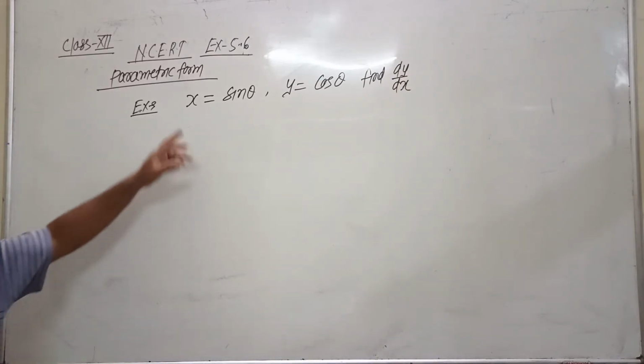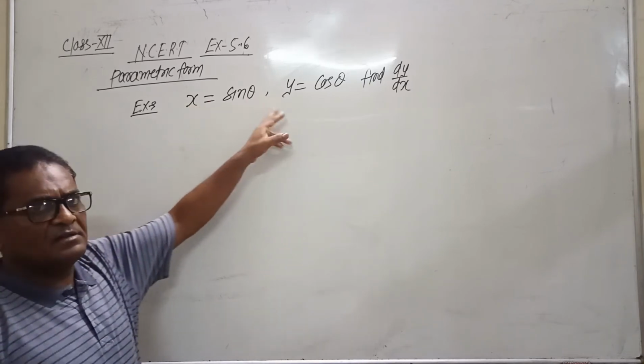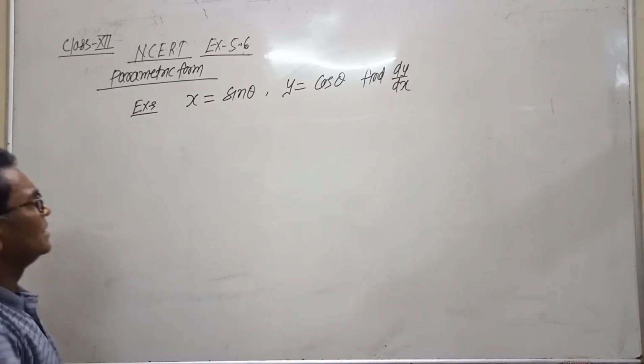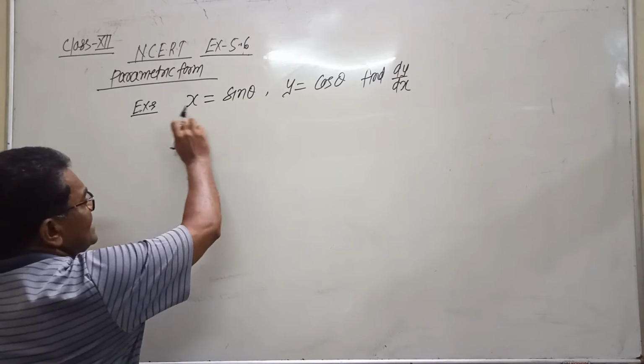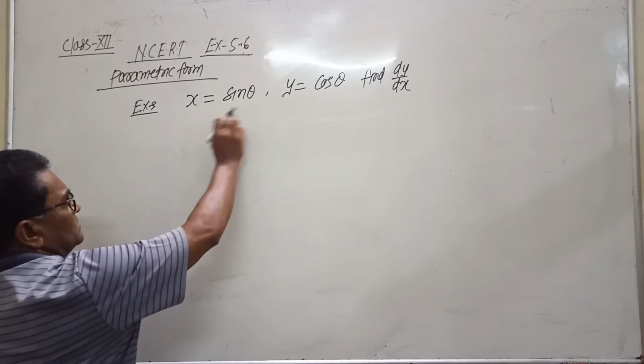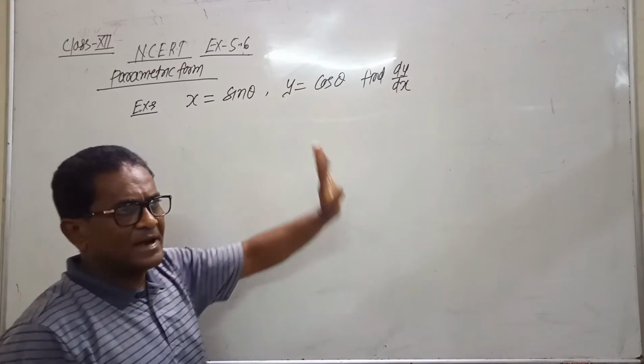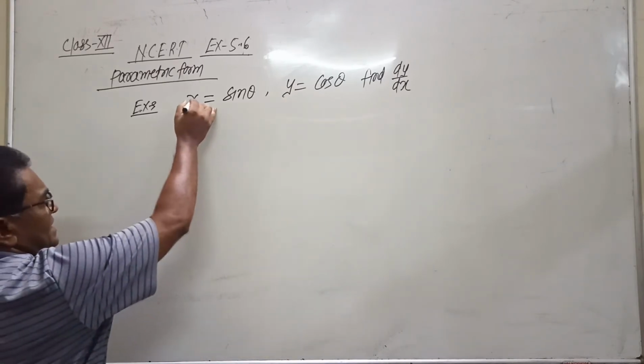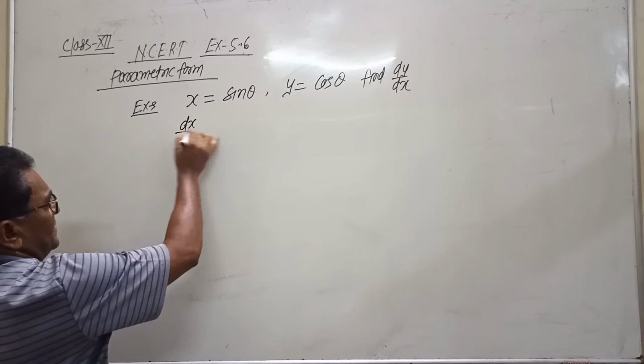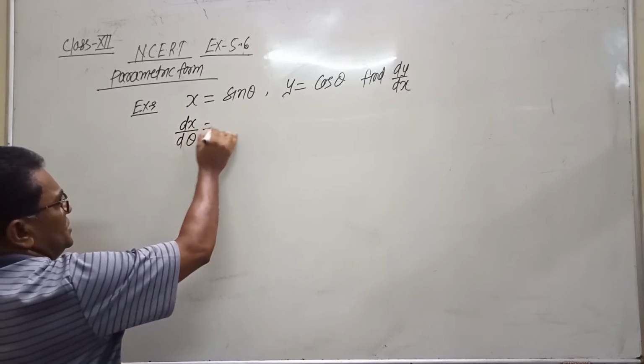So this is a function of theta, and this is also a function of theta. So we will find dx by d theta from this, and from this we will find dy by d theta. Finding dx by d theta means differentiation with respect to theta.